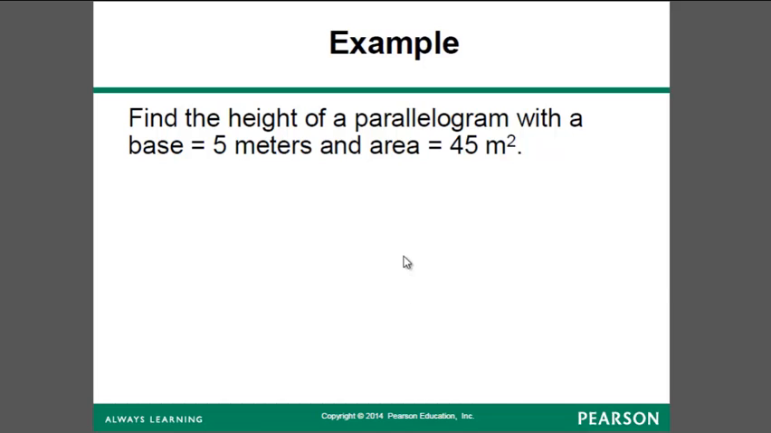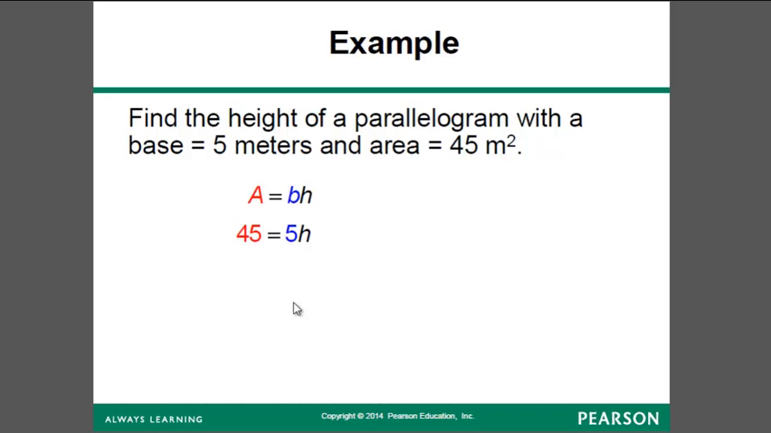What about this parallelogram? Find the height of a parallelogram with a base of 5 meters and an area of 45 meters squared. Well, I know that the area is equal to your base times your height. My problem did not give me my height. That's what I'm wanting to solve for. But it did give me my area, and it did give me my base. So I'm going to replace the area with 45 and the base with 5, as I've shown here.